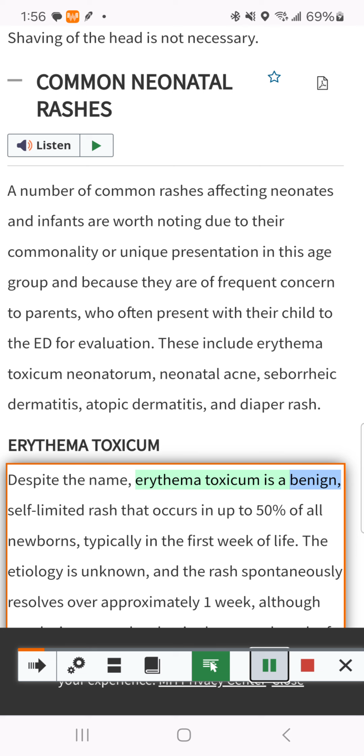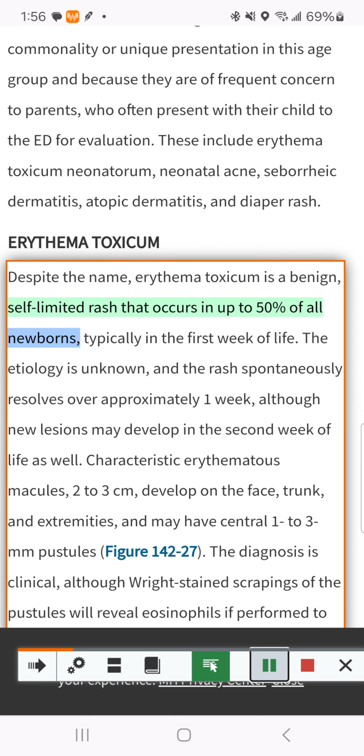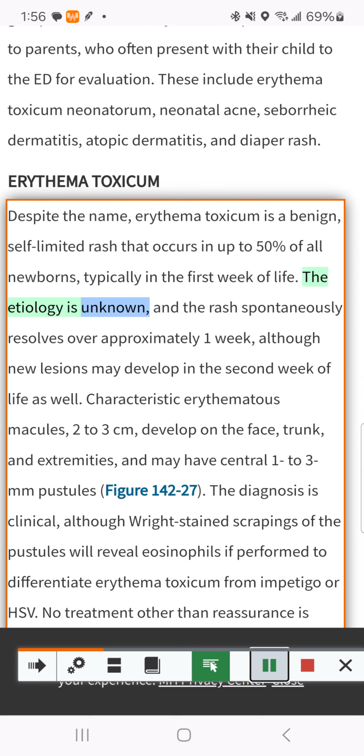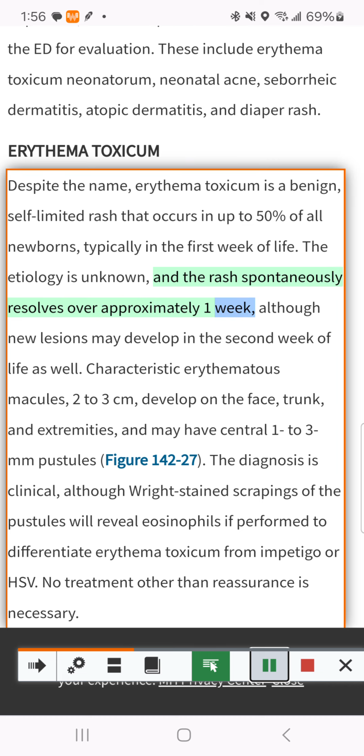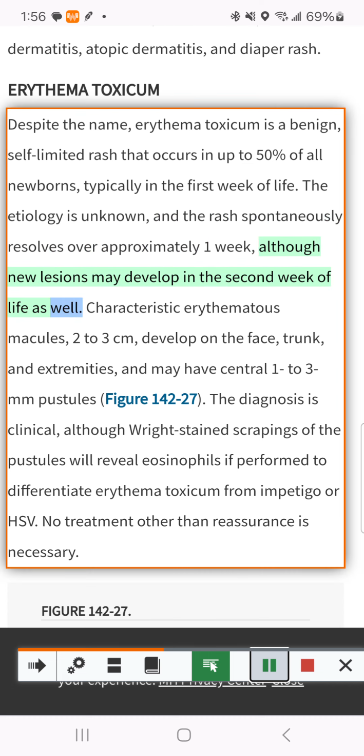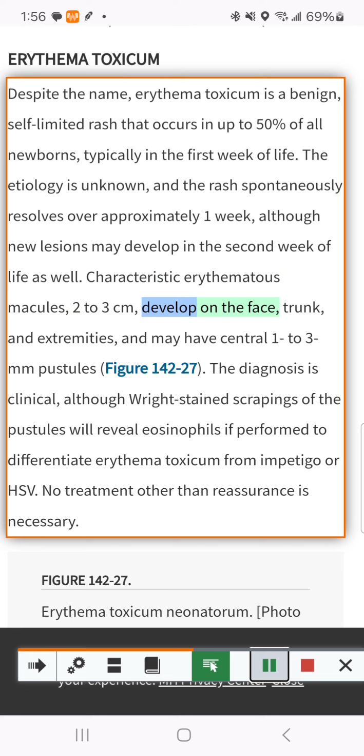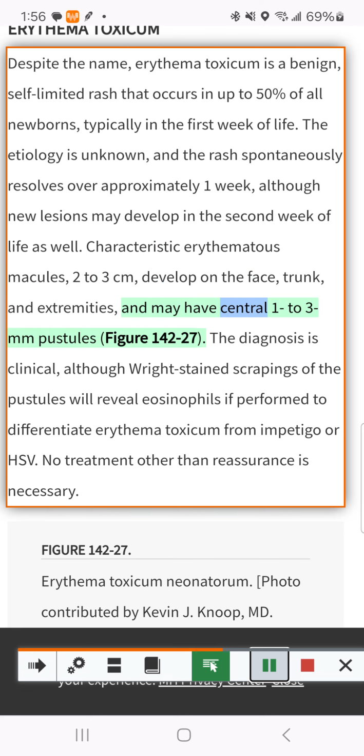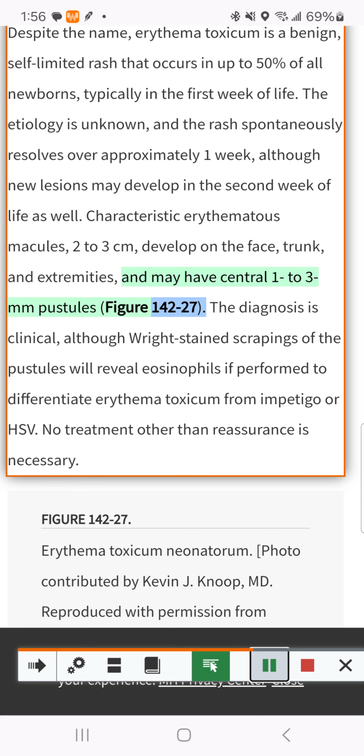Despite the name, erythema toxicum is a benign, self-limited rash that occurs in up to 50% of all newborns, typically in the first week of life. The etiology is unknown, and the rash spontaneously resolves over approximately 1 week, although new lesions may develop in the second week of life as well. Characteristic erythematous macules, 2 to 3 cm, develop on the face, trunk, and extremities, and may have central 1 to 3 mm pustules. Figure 142-27.